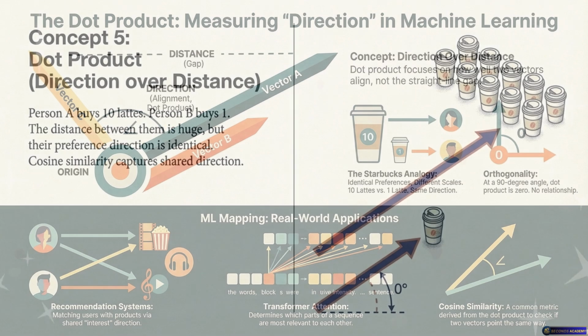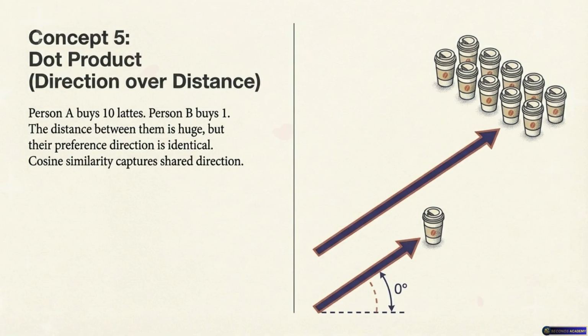Let's visualize that angle in our Starbucks example. Customer A's arrow extends out to 30 on the latte axis. Customer B's arrow extends out to 3 on the exact same axis. Because they share the exact same proportional preference, only lattes, their arrows are stacked directly on top of each other. They're pointing along the exact same trajectory. Because the arrows overlap perfectly, the angle between them is 0 degrees.